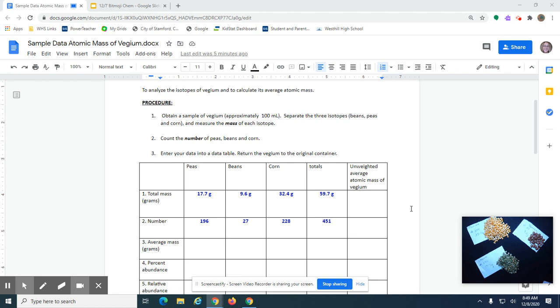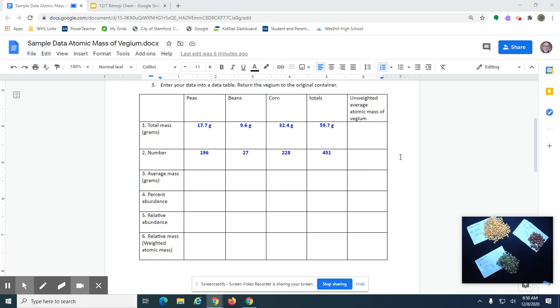And you'll see that there is a count number, how many of each there are, and there is a mass amount for each of those isotopes. And I have already inserted those values into our table here. So what is it that we need to do? If we read our procedure, we obtain our sample of vegium and we separate them into the three isotopes, beans, peas, and corn, or helium, cornium, and rhenium. And we measure the mass of each isotope, and then we count the number of each isotope, and then we put it into the table.